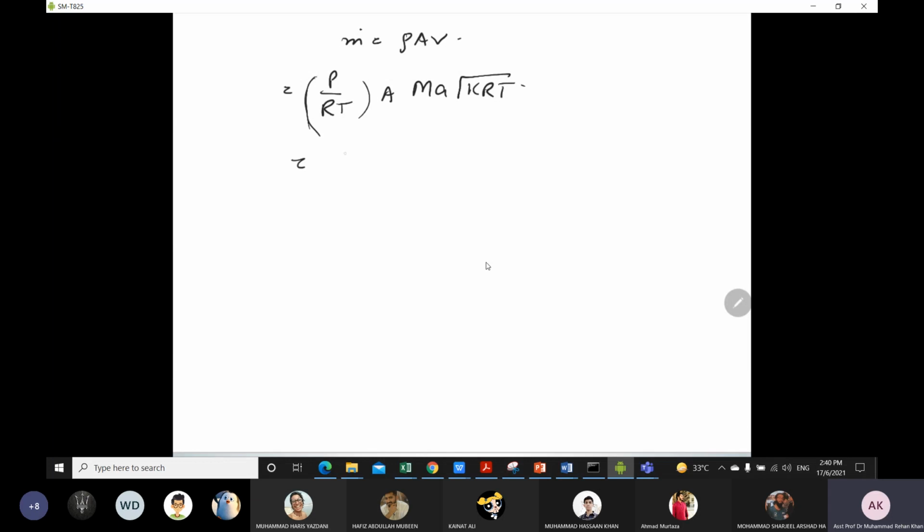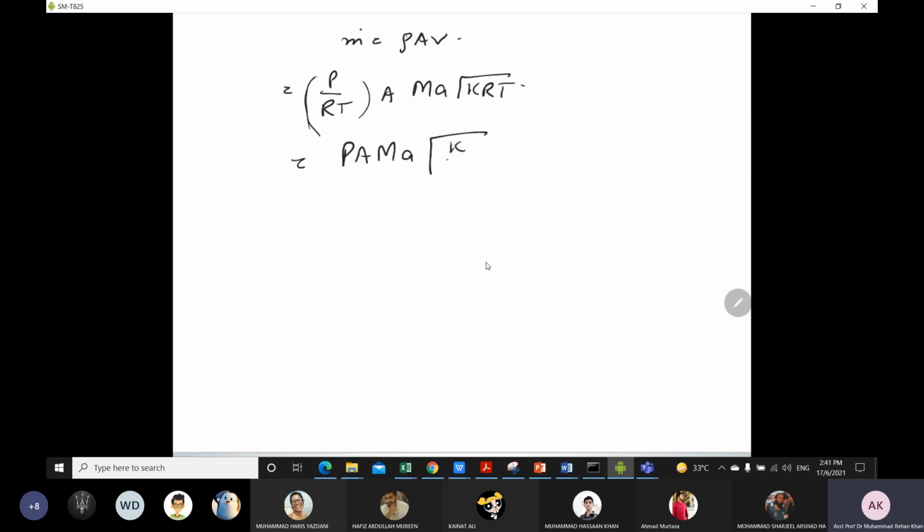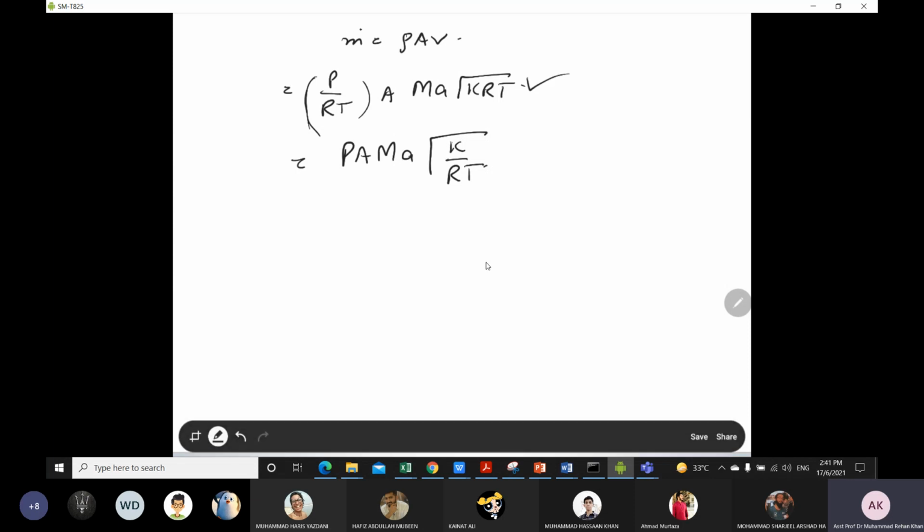And if we further simplify it, your equation becomes PA Mach under root K divided by RT. This is just a simplified version of this equation by doing some mathematics, so you can easily find that this is the result. Now from here we have to put the value of P and T in this equation. So where do we get the value of P and T?